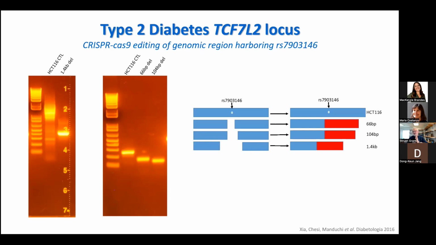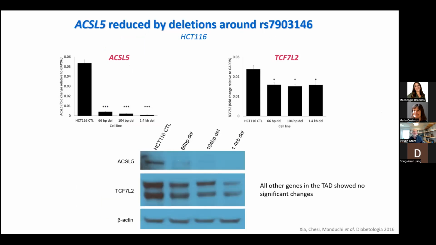And what we did was CRISPR vandalism. We basically threw a few CRISPR grenades in around the region of the SNP and then asked, what does it do to the gene expression in the neighborhood? We had a 66 base pair deletion, a 104 base pair deletion, and a 1.4 kb deletion just around that SNP. And this is what we saw. On the right, in this graph, TCF7L2 expression was affected. So it was down, but it wasn't as marked as we saw with a gene 3 genes away, ACSL5.